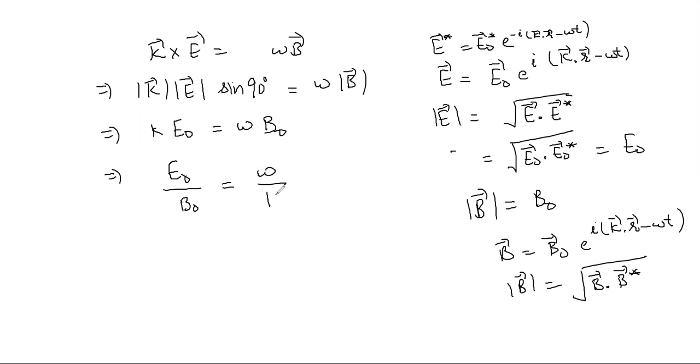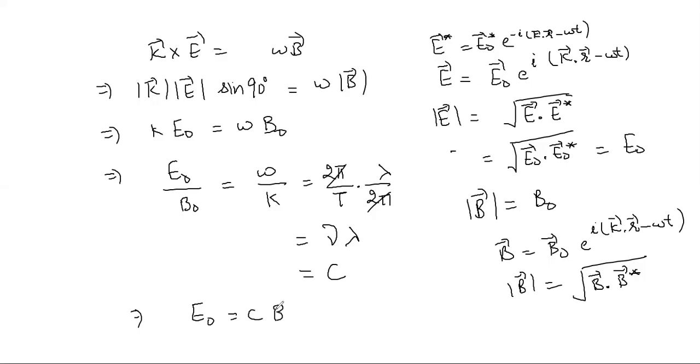So from here I'm going to conclude something interesting: E naught upon B naught is equal to omega over k. Omega is 2 pi by T, k is 2 pi by lambda. 2 pi cancels with 2 pi. 1 upon T is frequency. This is multiplied by lambda, which is nothing but equal to c, right? c is equal to nu times lambda. So from here, E naught is equal to c times B naught.